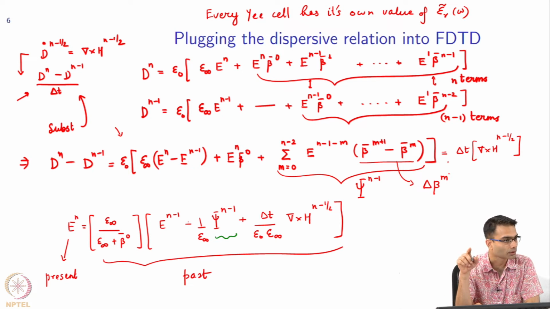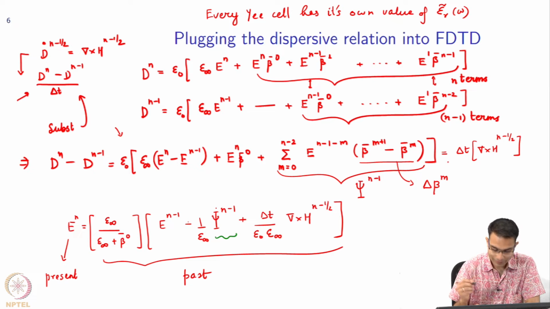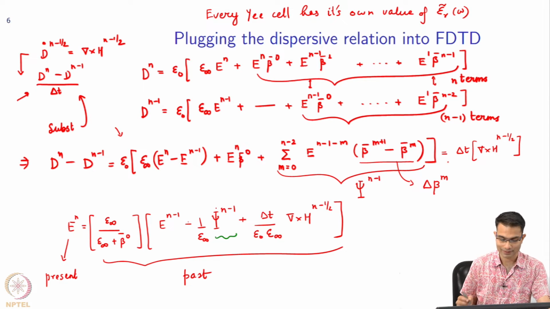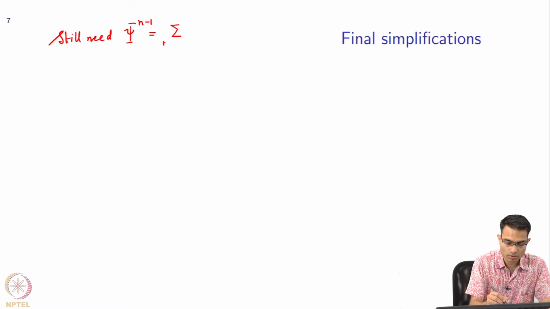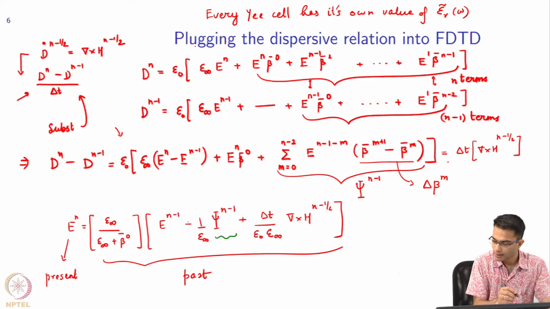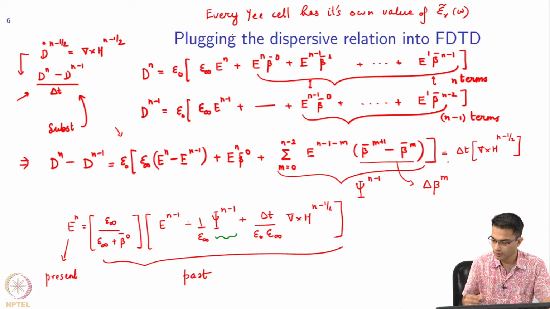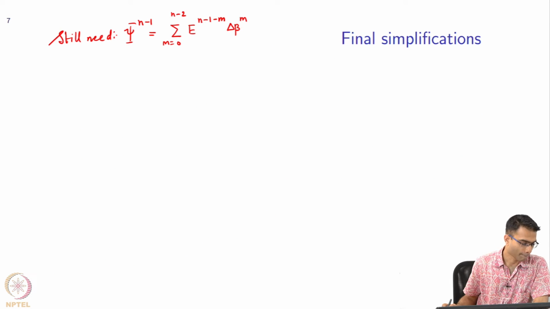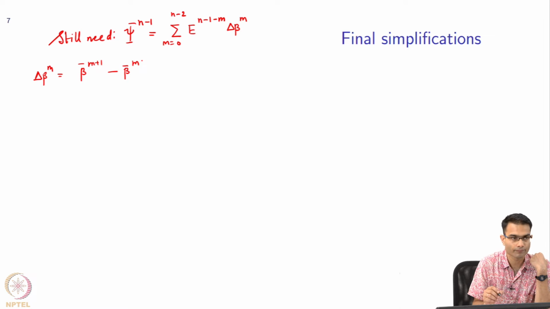Why is it psi of n minus 1 you mean? That is psi bar, that is not minus n minus 1. So, what was our expression? Psi n minus 1 was a summation of m is equal to 0 to n minus 2, okay. Then I had E n minus 1 minus m, and I had a delta beta m. So, this delta beta m, we wrote it as this beta bar m plus 1 minus beta bar of m, okay.